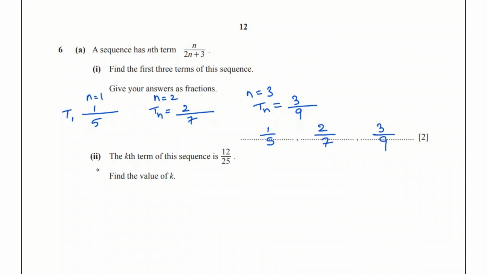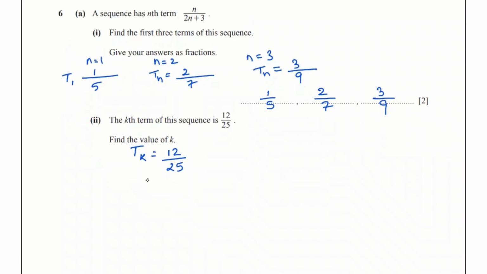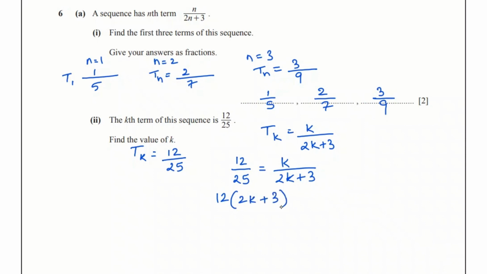Now the kth term, so your t k will be k upon 2k plus 3. The k value is 12 upon 25 equals k upon 2k plus 3. Cross multiplication: 12 times 2k plus 3 is equal to 25k.